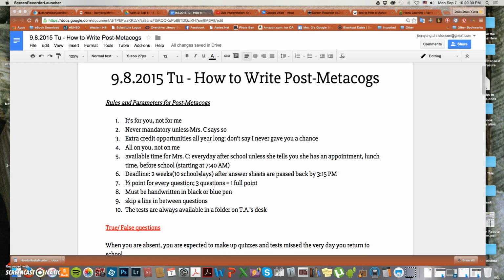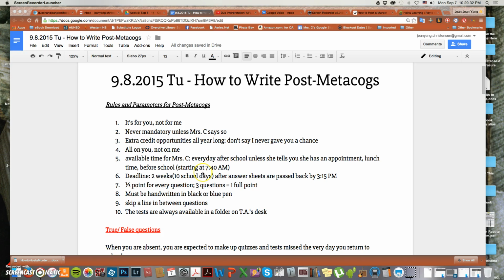So let's go over, first and foremost, the rules and parameters for post-metacogs. The first thing you need to understand about post-metacogs is it's for you, it's not for me. You get to keep your post-metacogs after I grade them so that you can use them to study for your future tests. And remember, all of my tests are comprehensive, which means that you will get questions from previous tests all the time on your current tests.